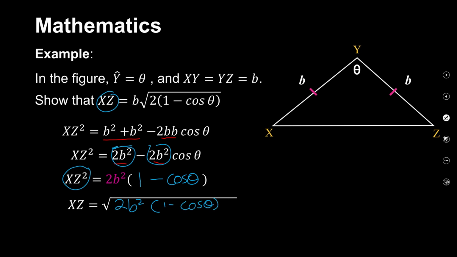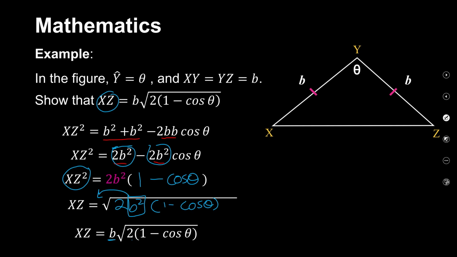Now, if you look at this expression, I could take this b squared out of the square root, and what will I be left with? It will come out of the square root, and then the square root of b squared is simply b. So if I just write that out now, I'm going to end up with that b coming out here, and I'm going to be left with 2 and the bracket, which is 1 minus cos of theta.